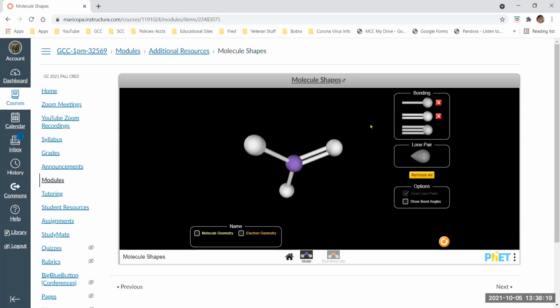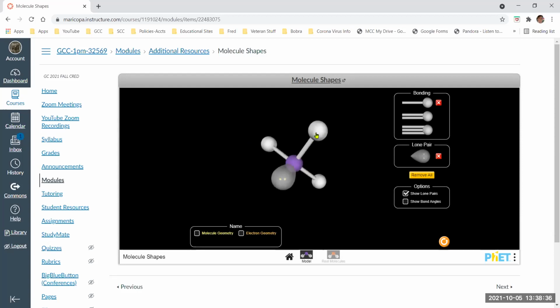You can play with the different geometries here, like a double bond. Let's demonstrate how these electrons behave. Let's add one more, and then add a lone pair. Notice these electrons take a lot of space, so they squish and decrease that bond angle.